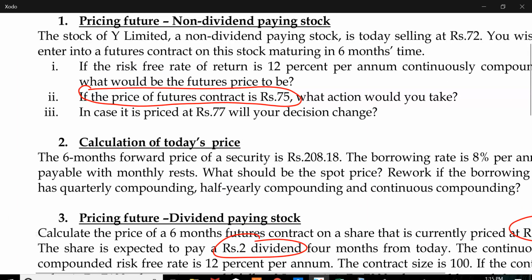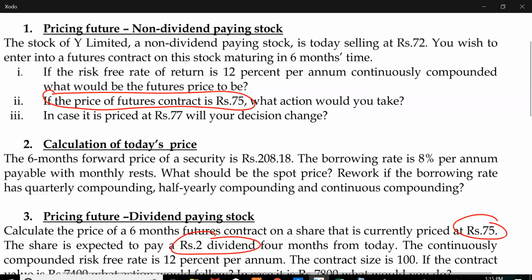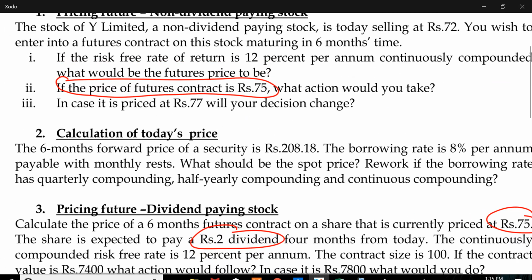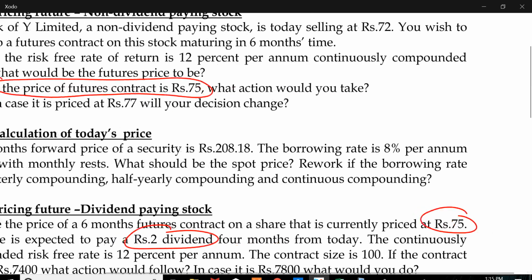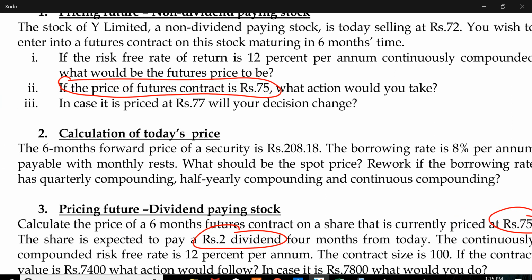Let's do question number 2. The 6-month forward price of a security is 208.18. The borrowing rate is 8% per annum payable with monthly rest. What should be the spot price? Rework for quarterly, half yearly and continuous compounding.